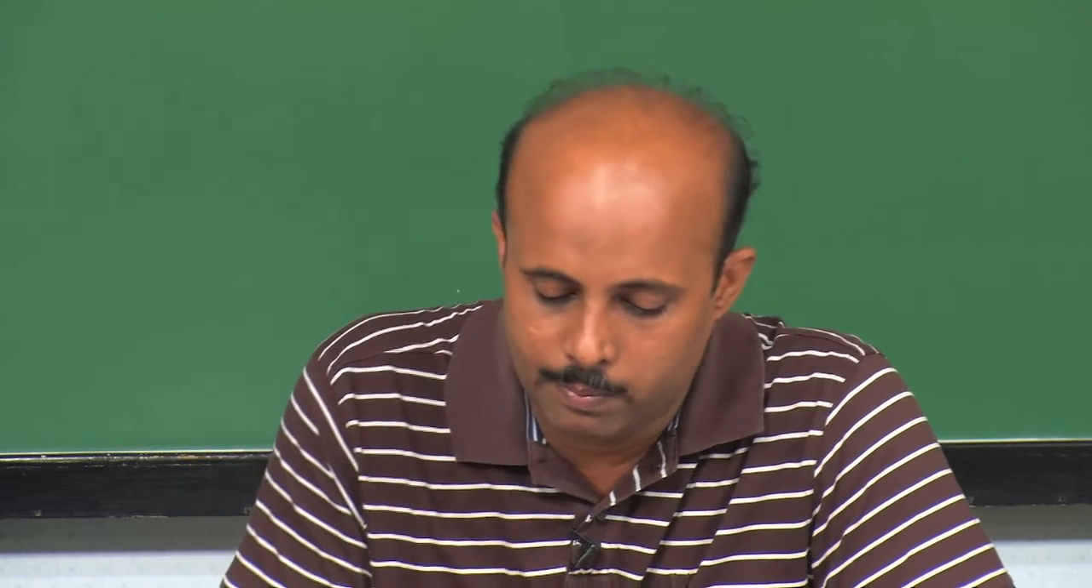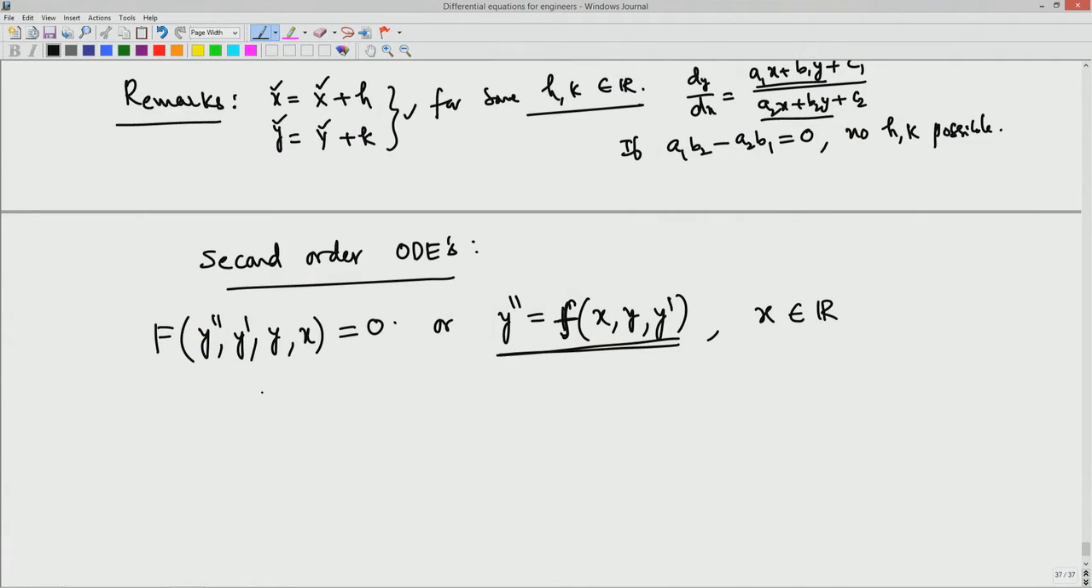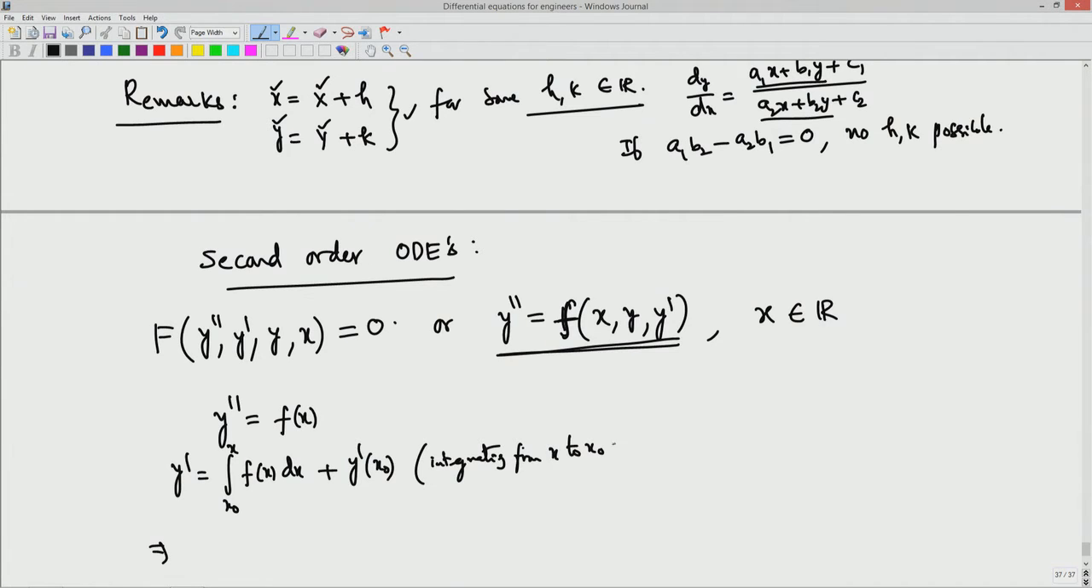In standard forms, take the simplest second order equation, or higher order for that matter. If I have y double dash equal to only a function of x, and I do not have y and y dash terms, I know simple integration. So, y dash equals the integral from x naught to x of f of x dx, plus y dash at x naught. I do one more integration from both sides, integrating from x naught to x. This is what it will give you.